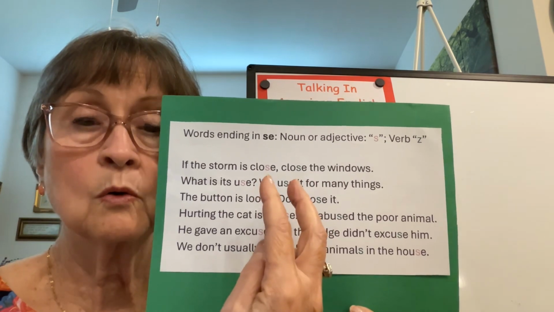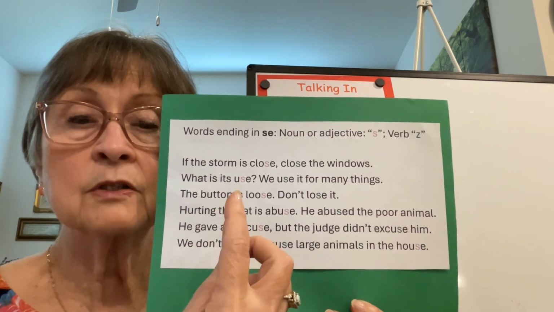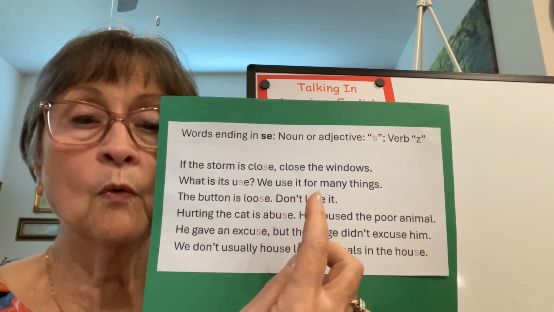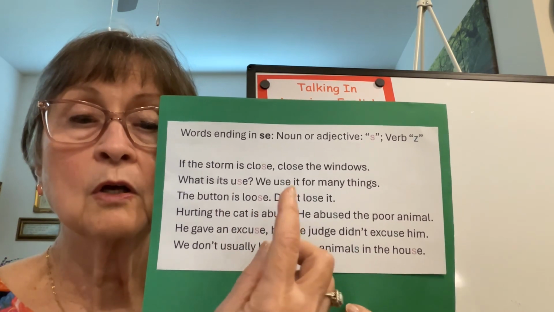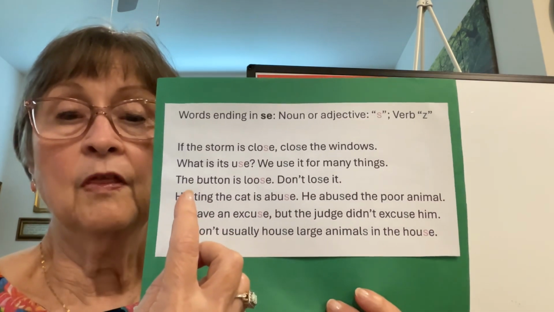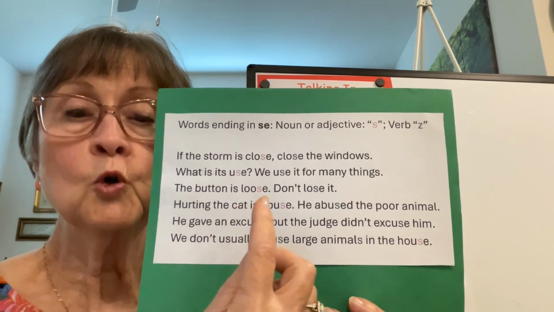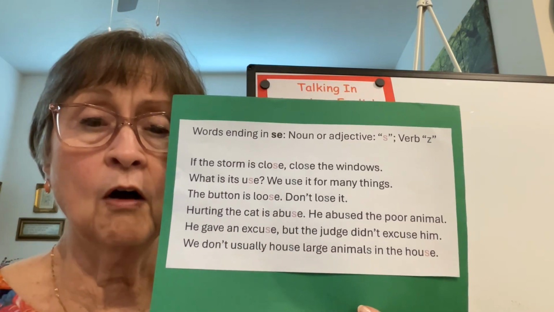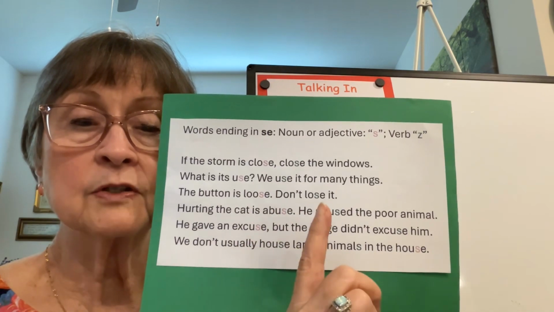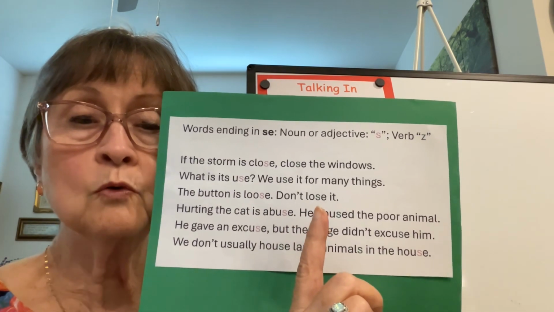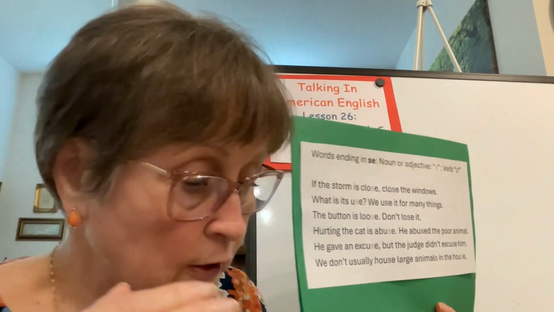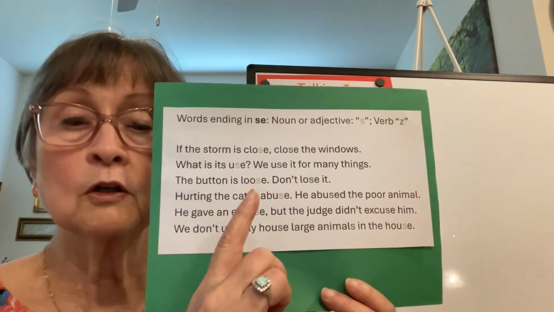Close, close. What is its use? We use it for many things. Use, noun, verb. The button is loose. It's about to fall off. Now, we drop the O as well, but the sound otherwise is the same except for the S. Don't lose it. Oh, where did it go? Did I lose it? It's loose.